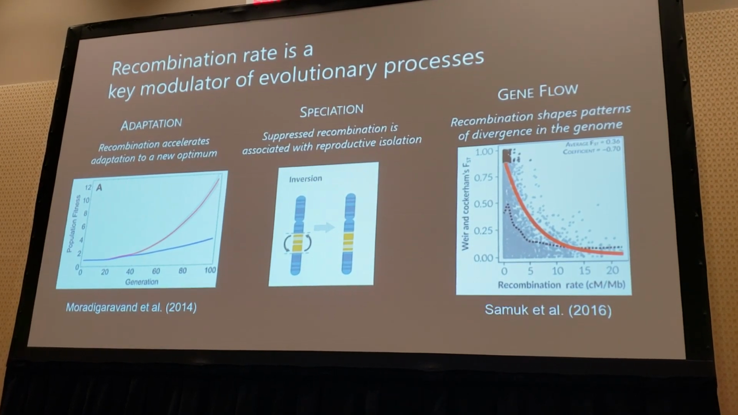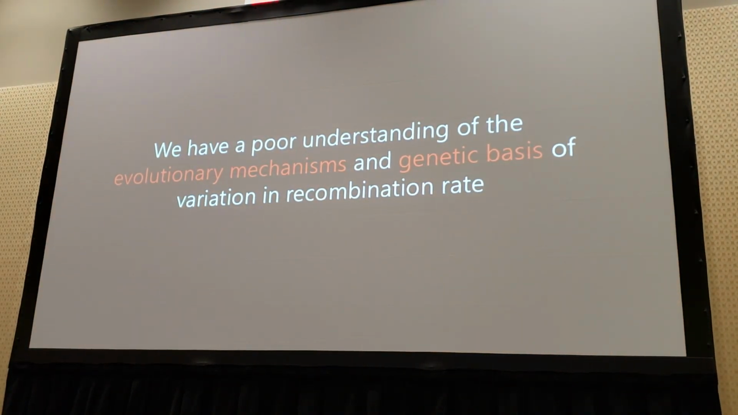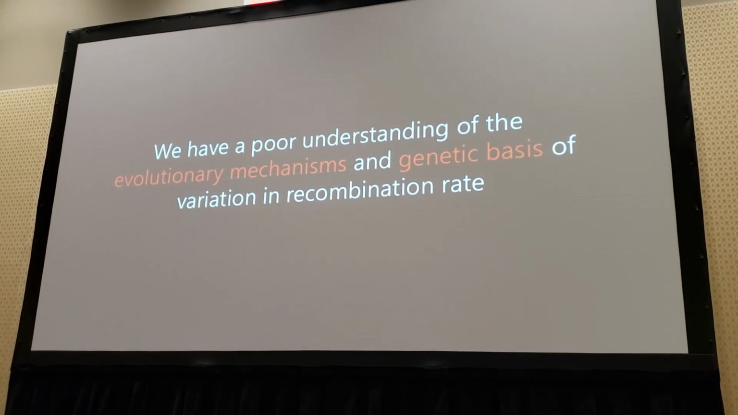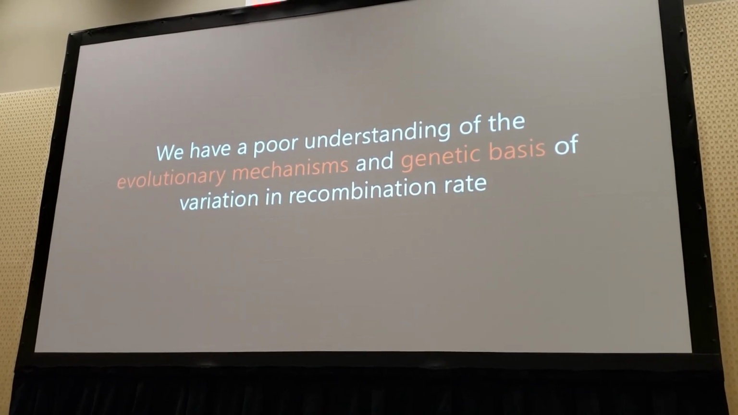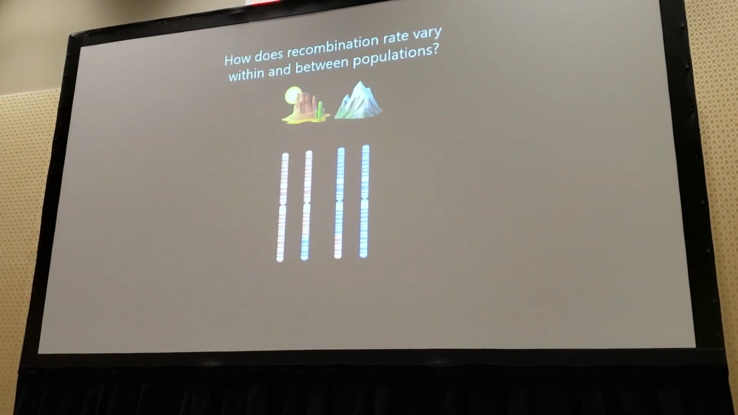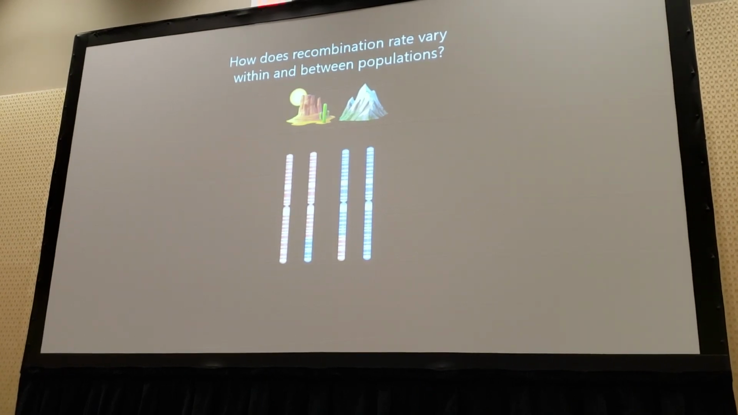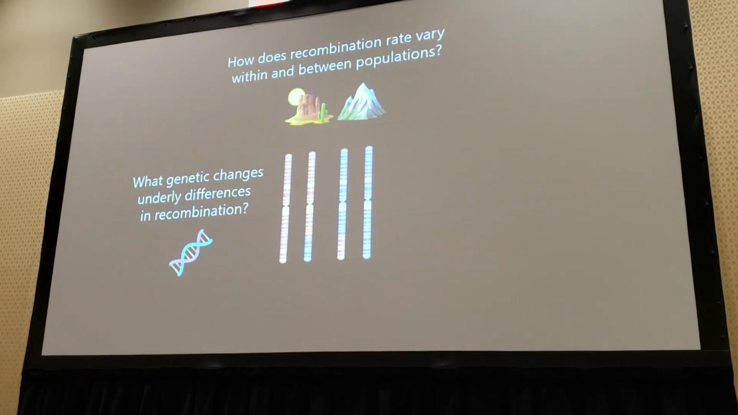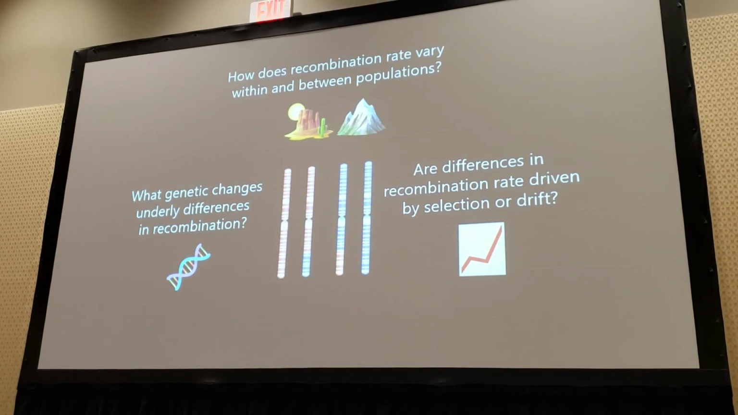So recombination rate is important and it varies a lot, but we still have a fairly poor understanding of the evolutionary mechanisms and genetic basis of variation in recombination rate. And so today I'm going to talk to you about 3 questions that we asked in our system to try to increase our understanding of recombination rate. So the first was, how does recombination rate vary within and between populations? So we're trying to basically establish the basic evolutionary biology of recombination rate. What genetic changes underlie differences in recombination rate? And are these differences, if any, driven by selection or drift?